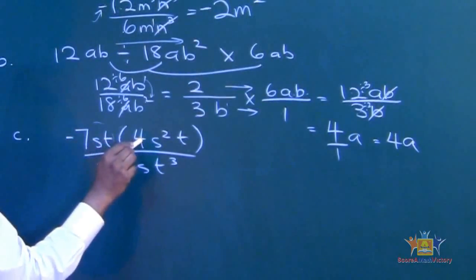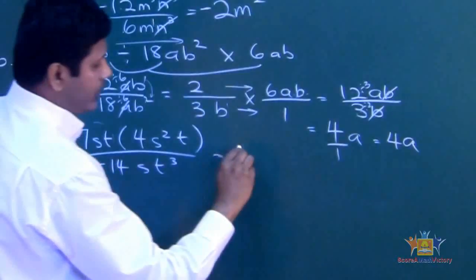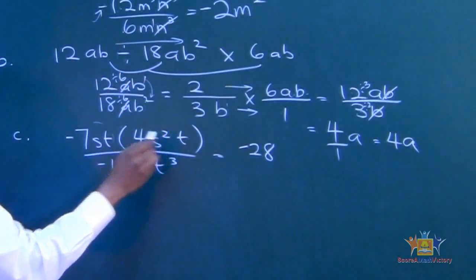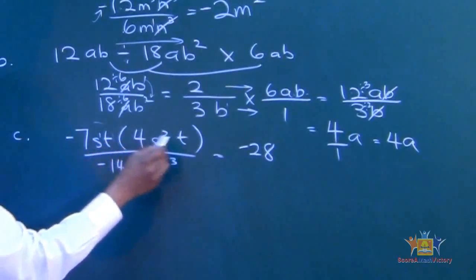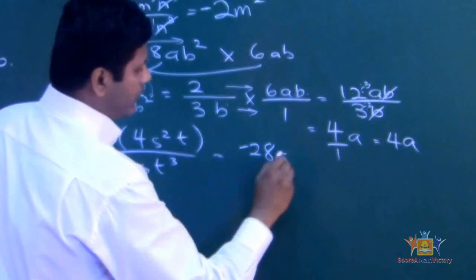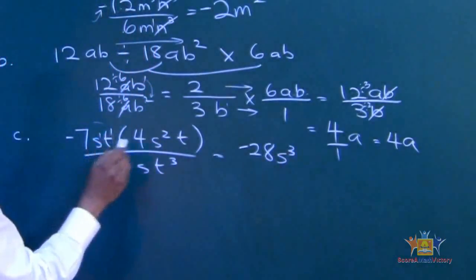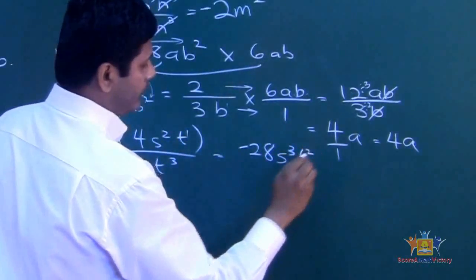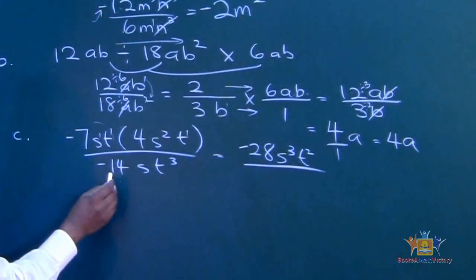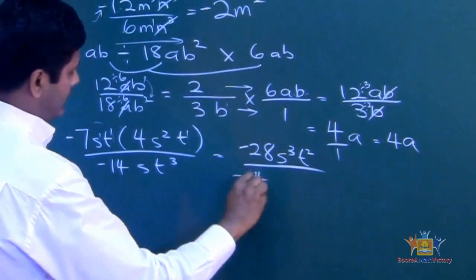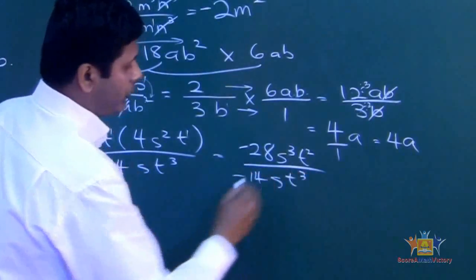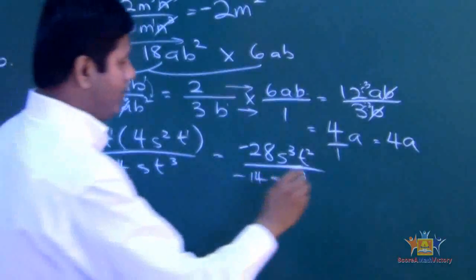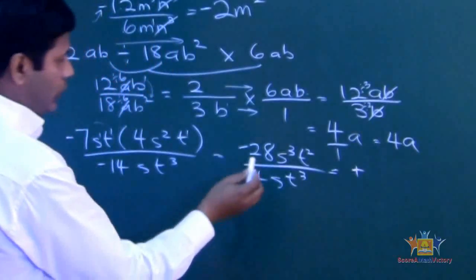Negative 7 times 4, negative 28. S times S squared, that's a 1 and there's a 2. You add the power, S to the third. T is 1, T is 1. T to the second or squared. Over, we put this back, negative 14 ST to the cube. Negative divided by negative is positive. Very good, positive. You know it's going to be positive.